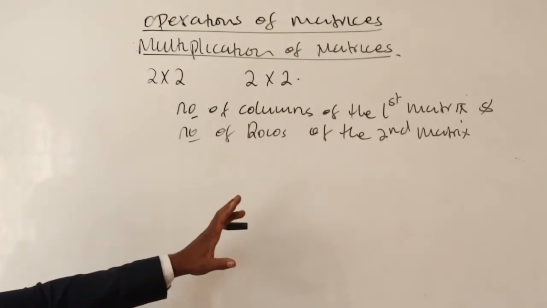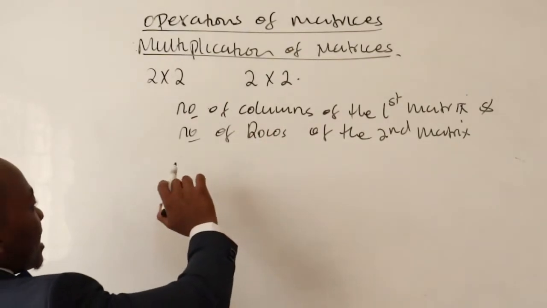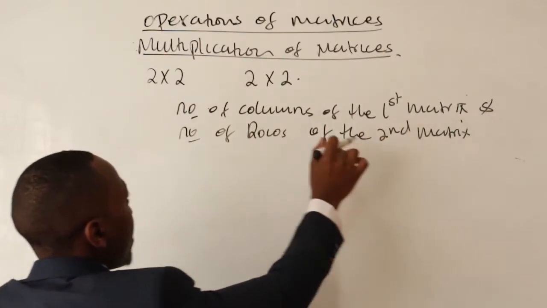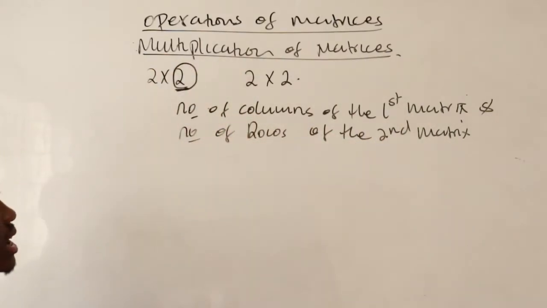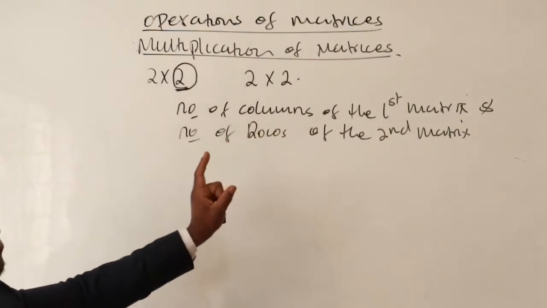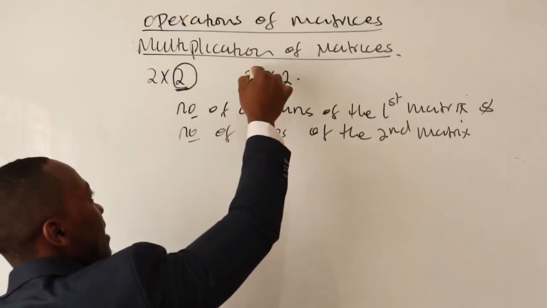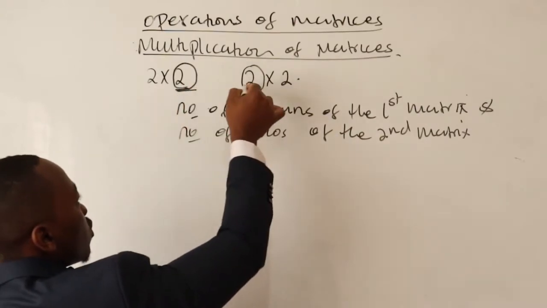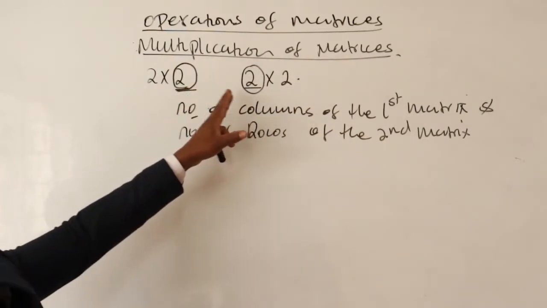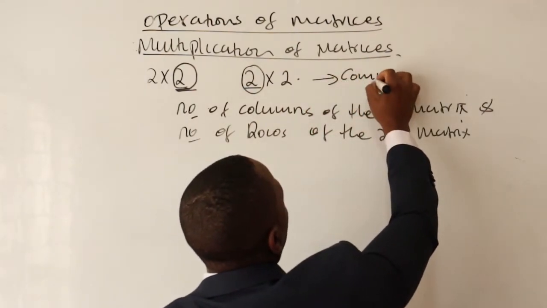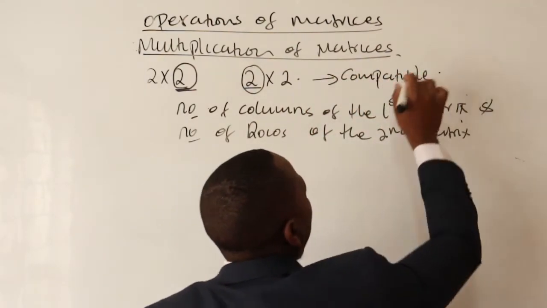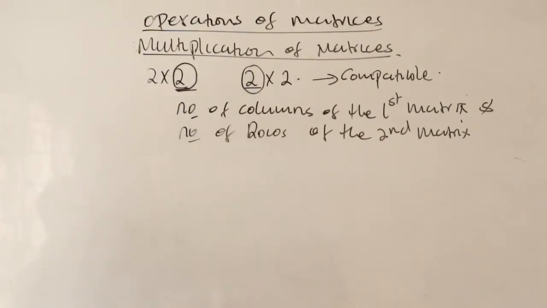So this is what I mean. This is what you do. We have said that you look at the number of columns in the first matrix, and we have 2 there. And then for the second matrix, you look at the number of rows. In this case, we are looking at 2 and 2. If this is 2 and the other one is 2, that's when you say that the matrices are compatible, and they can only be multiplied when they are compatible.